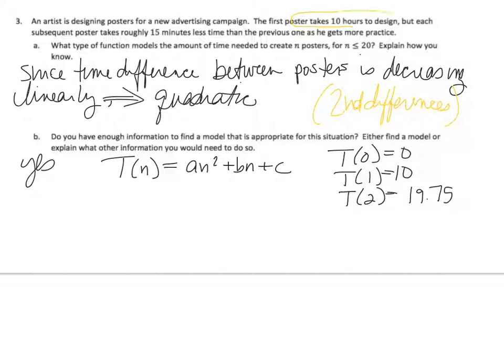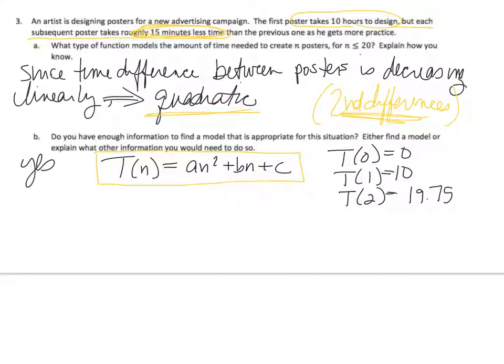First poster takes 10 hours, but each subsequent poster takes roughly 15 minutes less time. Okay, here's our linear difference. Our second differences for this problem are linear, therefore it's quadratic. When it's quadratic, we set up a dummy quadratic equation, just standard form, ax squared plus bx plus c. And we have enough information to solve it.